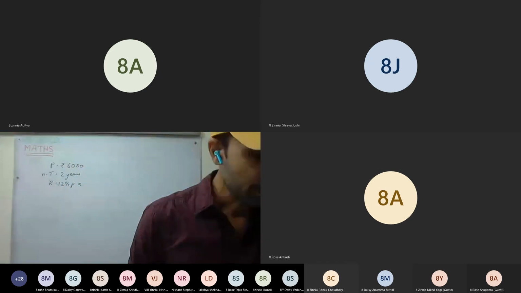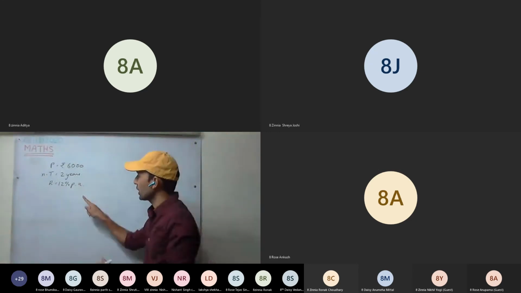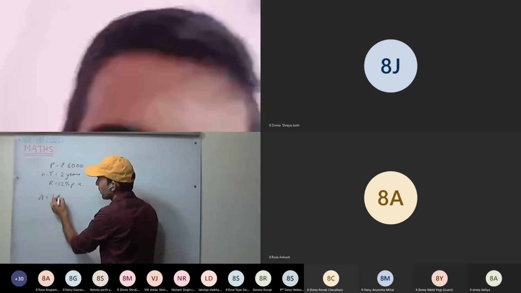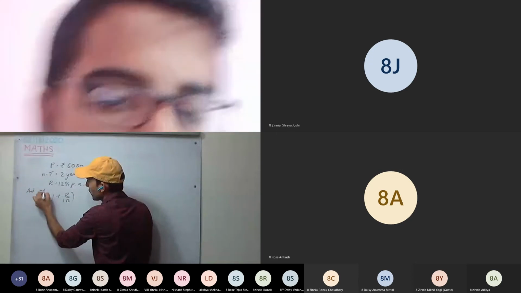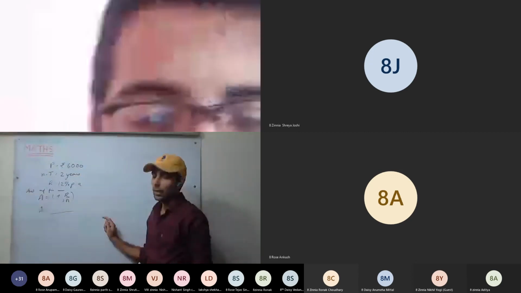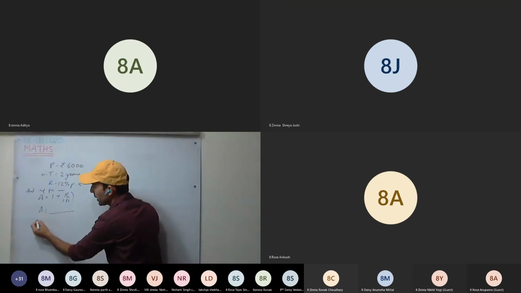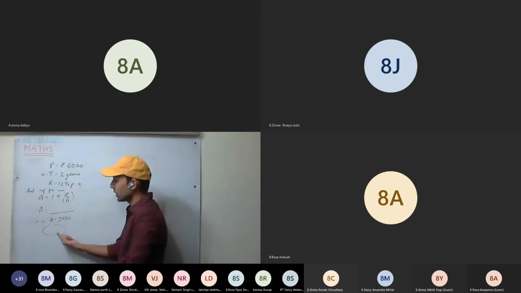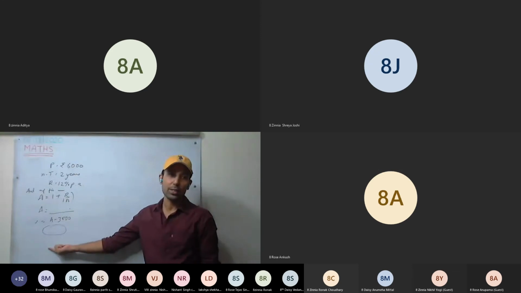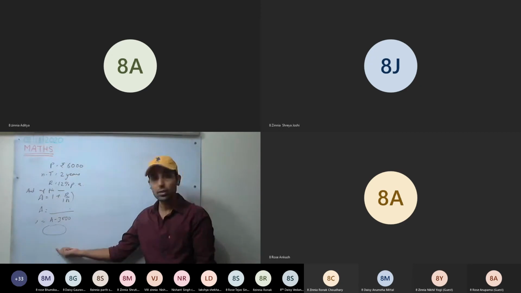Now see what the person is doing: he repays 3,000 at the end of each year. So after 1 year we calculate the amount using 1 plus R upon 100. This will be the amount after the first year. Now he repays 3,000, that means from this amount we subtract 3,000. The outstanding amount will be amount minus 3,000. On this remaining amount, again compounded annually, for the second year we calculate the amount, and then subtract 3,000 again because he has made another repayment of 3,000.